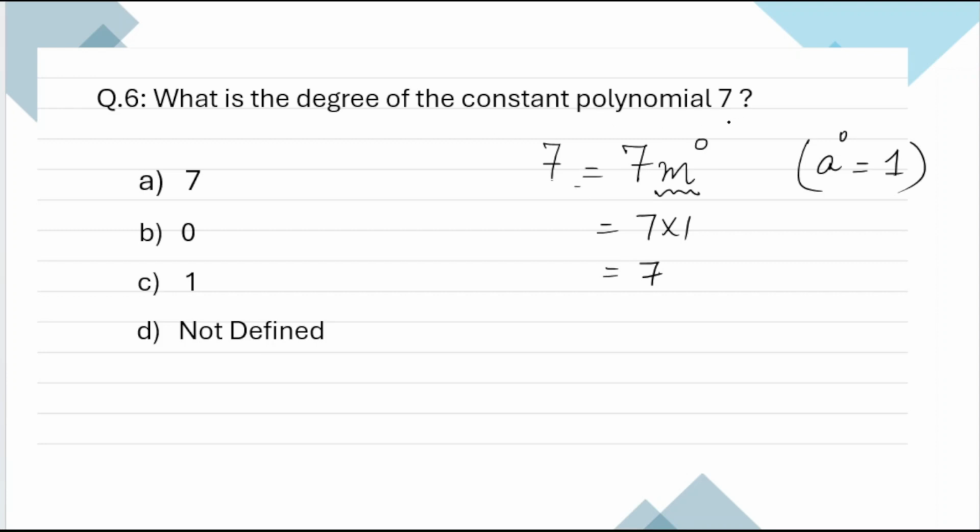So what is the degree of the constant polynomial? This one. What's that? 0. So our correct answer is B, 0.